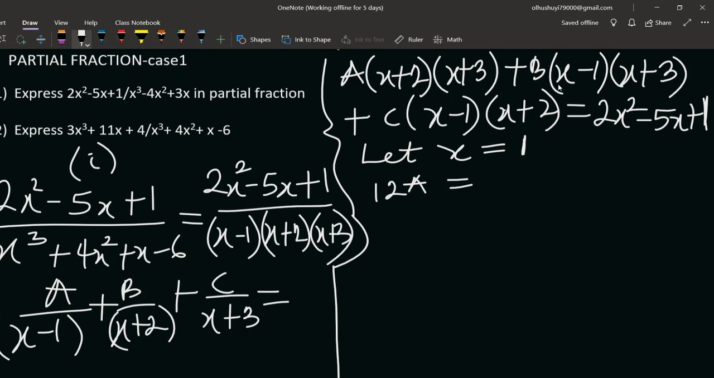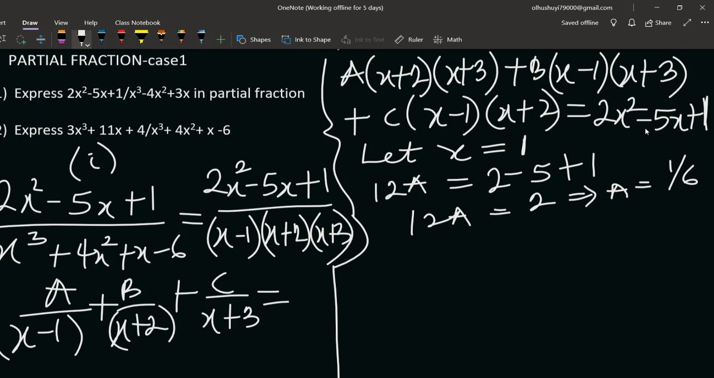So I have 12a to be equal to what? 2x squared minus 5x plus 1, so 2 times 1, 2, minus 5, so I have 2 minus 5 plus 1. So automatically 12a is equal to minus 2, and that implies that a is equal to minus 1 over 6.